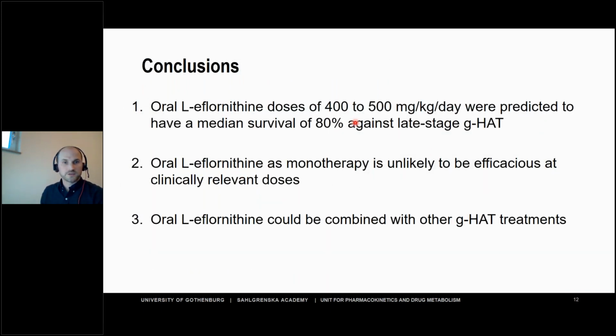And I should say here that in these studies, the doses are ranging at 400 to 500 mg per kg per day. So in this oral study we have quite high doses, which is seen for the eflornithine therapy, also for intravenous treatment. And then if we use the same dose, but for L-eflornithine, we have this median survival of 80% against late-stage disease. And as I said, we concluded here that monotherapy is unlikely to be efficacious at these doses that are clinically relevant. And therefore, the suggestion is then to look into the possibilities to have a combination treatment where L-eflornithine could be combined with other available treatments.